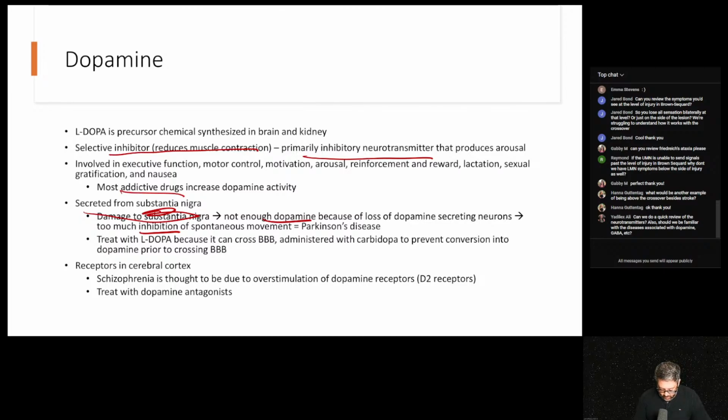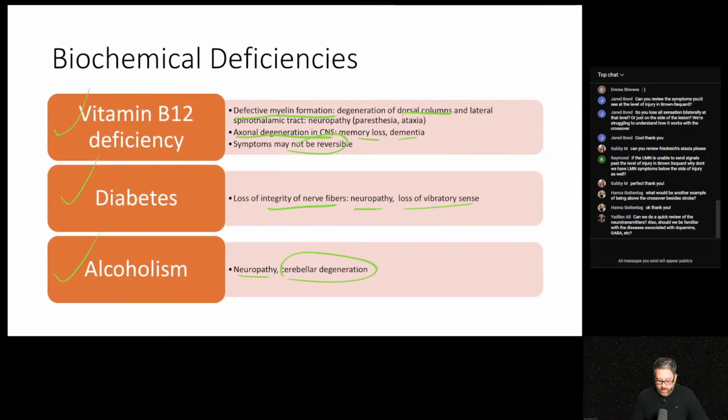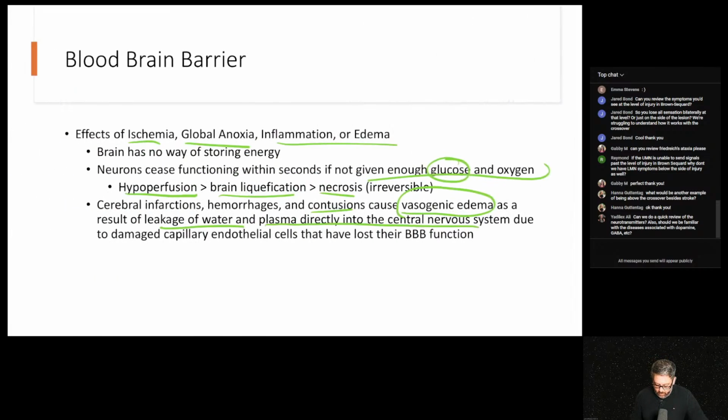Anything else in this one? Remember these other causes of issues: vitamin B12 deficiency, myelin formation, diabetes. That's type 3 diabetes. We didn't really talk about that much, but it's type 3. Can cause Alzheimer's disease. And obviously alcoholism has a big problem with the cerebellum. And that was that one.